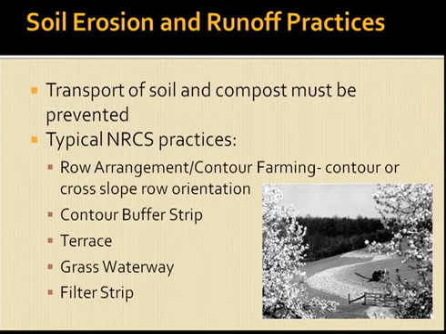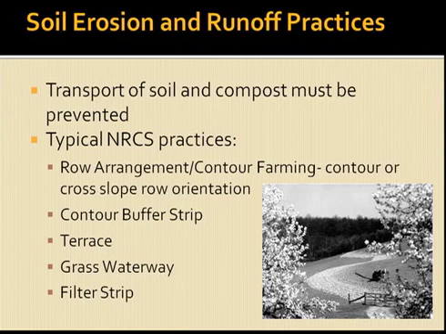And of course, what we're best known for is soil erosion and runoff practices. These should always be considered when you're doing a land application of any kind of organic waste. You want to make sure that the compost stays where you put it and doesn't move off site. So some of the typical practices that we might recommend would be doing all the agricultural operations across slope as close to the contour as possible, which we call row arrangement or contour farming. Contour buffer strips, terraces, grass waterways, and filter strips. I'll show you a picture of each one of those.